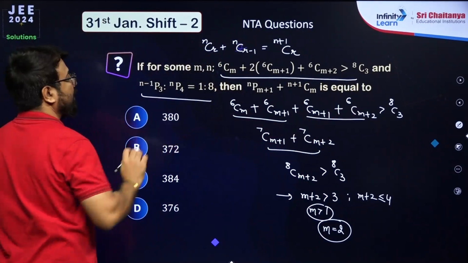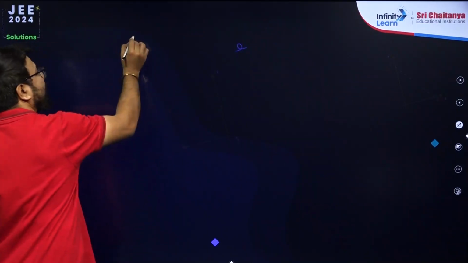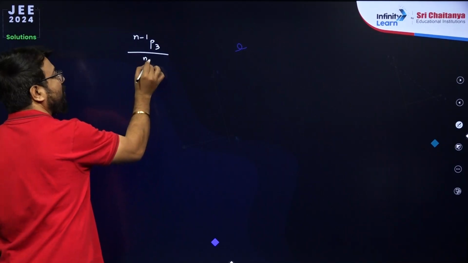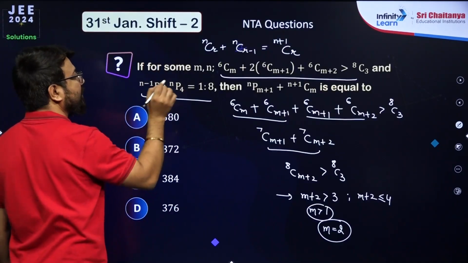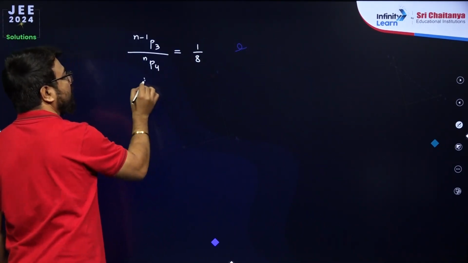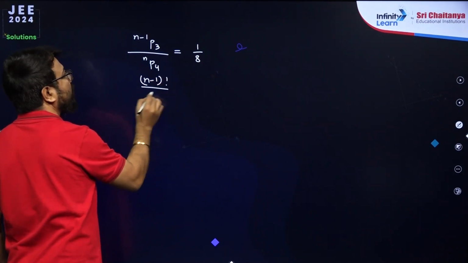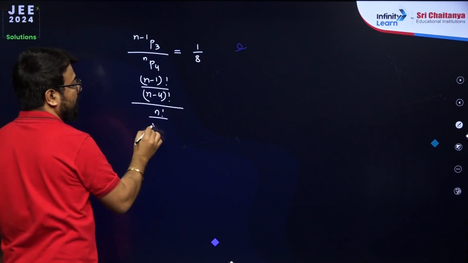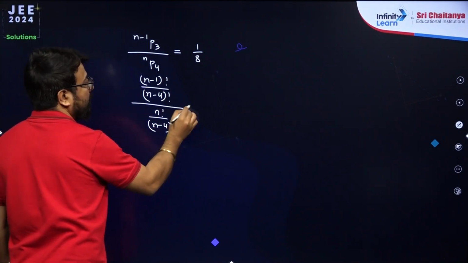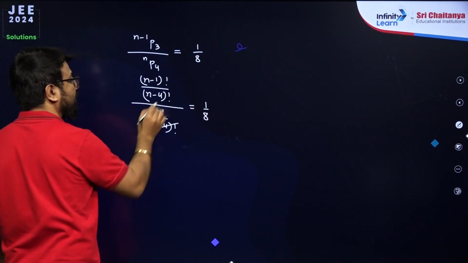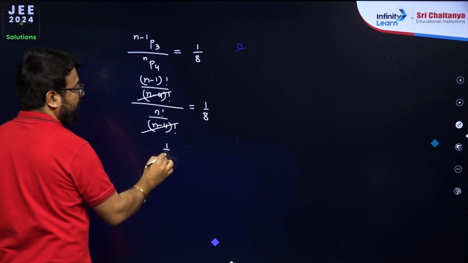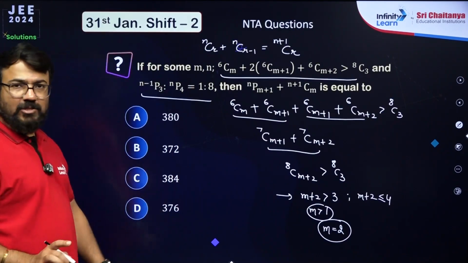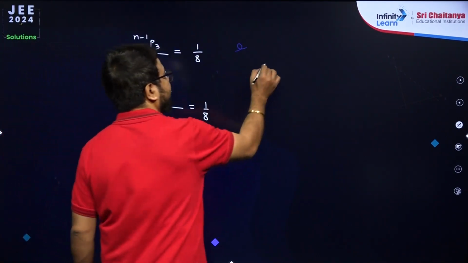They have given (n minus 1)P3 whole divided by nP4, and this is equal to 1 is to 8. So this factorial over this factorial over this factorial over this factorial will be 1 is to 8. Let us cancel these two, and we are left with 1 upon n equals 1 upon 8. So we got the value of n as 8. m was 2, n is 8.